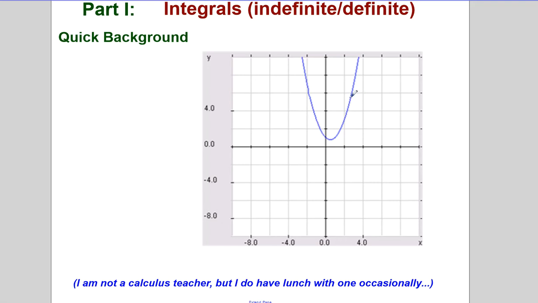Now, what we're going to do is get a little bit of background on what an integral is. It comes in 2 types: the definite and indefinite. The indefinite is very commonly called the antiderivative. Now, let's go back to what a derivative is.